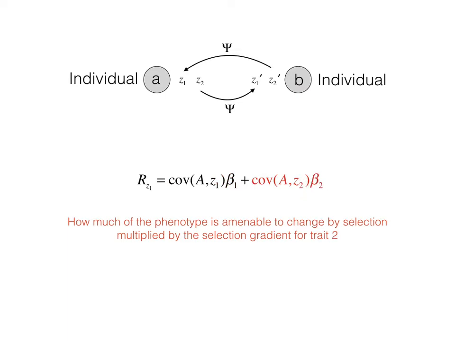And what this equation is really telling us is how much of the phenotype is amenable to change by selection, and then multiplying that by the selection gradient. So just subjecting that to selection. And that's done for trait 1 and for trait 2.